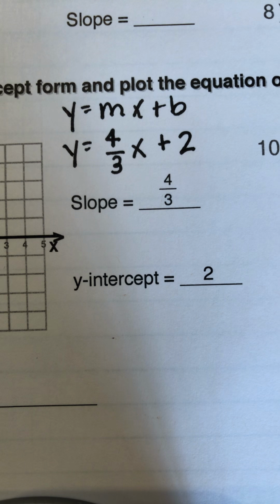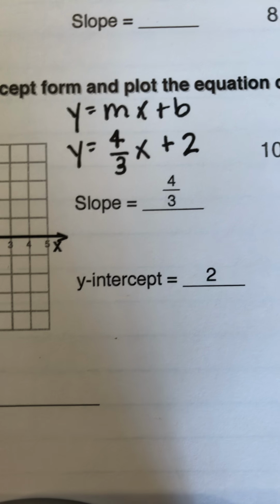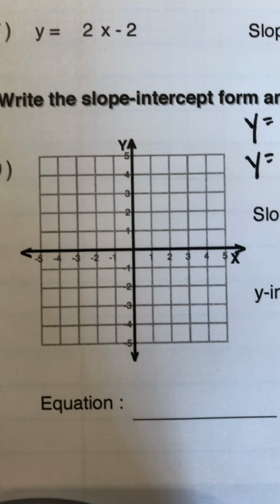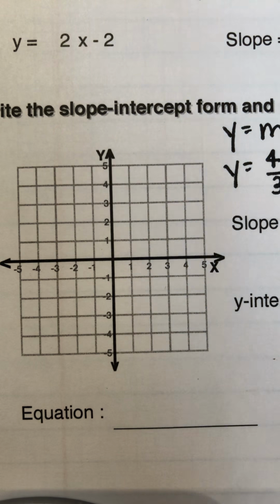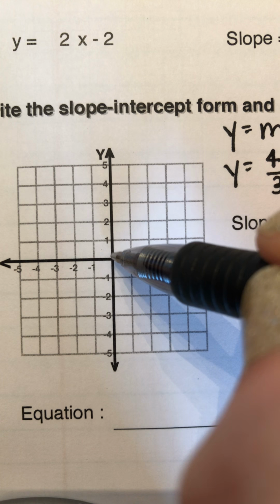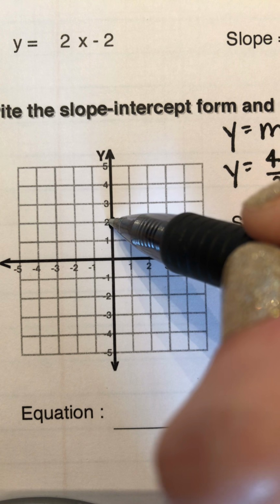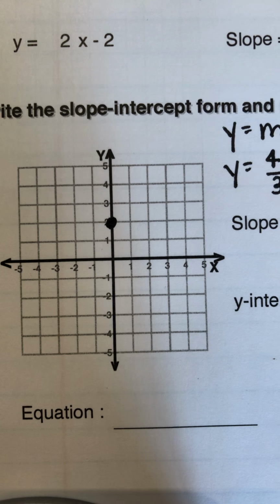Now that we've got this in slope-intercept form, we need to graph it. So looking at my equation, I can tell that my y-intercept is 2. It's given here in the problem. So I'm going to go on the y-axis up to positive 2 and make a dot. Your y-intercept is where you begin your line. Our slope is 4 over 3, and it's positive.